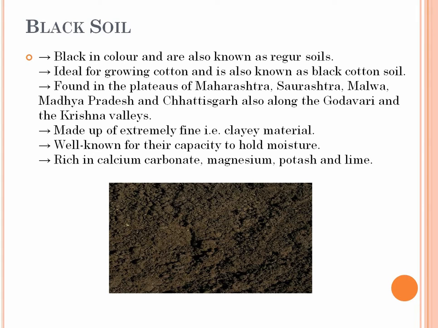The ideal soil for growing cotton, also known as black cotton soil, is found in the plateaus of Maharashtra, Saurashtra, which is the southern part of Gujarat, and the Malwa Plateau. The Malwa Plateau is part of Madhya Pradesh, Gujarat and Maharashtra, Madhya Pradesh and Chhattisgarh also, and the Godavari and Krishna Valley. Like I told you, the upper part of Karnataka and Telangana have black soil, where they're growing cotton. It's made up of extremely fine clay material.